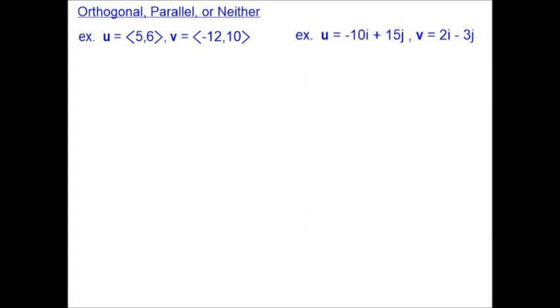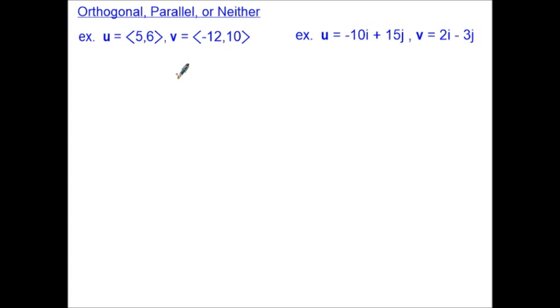Now, just like in the days of Algebra 1, when you were given two segments and asked if they were parallel, perpendicular, or neither, that's exactly what we're doing right here. We just have another way we can test it now. Looking at the vector u, which is 5, 6, that just means I'm going right 5 and up 6, and then the vector v, which means I'm going left 12 and then up 10. Are those going to be orthogonal, perpendicular that is, parallel, or neither?